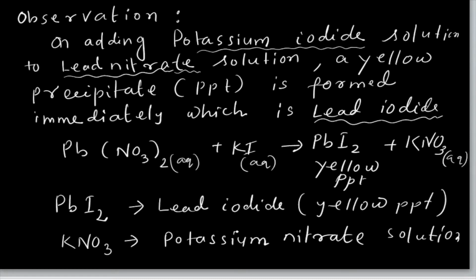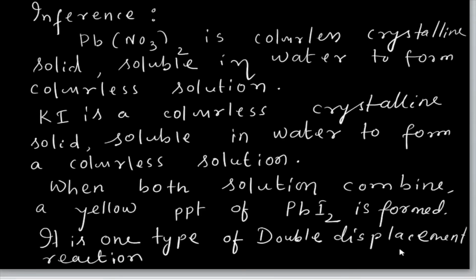So when potassium iodide is added to lead nitrate solution in the test tube, what happens? Immediately lead iodide is produced. That means here lead iodide is a yellow precipitate, and potassium nitrate is a clear solution. That means on the product side you only observe the yellow precipitate, because potassium nitrate, that is a colorless solution, you can't observe in the yellow precipitate.